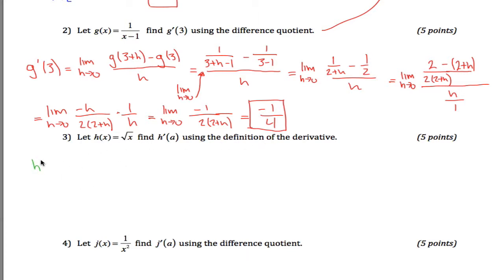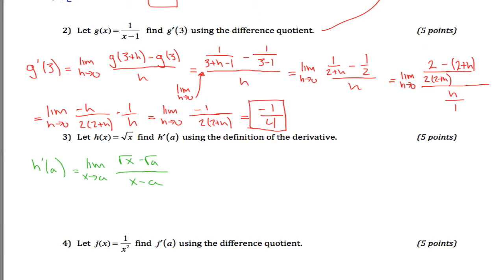Use the definition of the derivative again. h prime of a is equal to the limit as x approaches a of h of x, which is the square root of x, minus h of a, square root of a, divided by x minus a. So we're supposed to evaluate this limit. We can't just change all the x's into a's. It would be nice if we could, but we'd get 0 over 0.